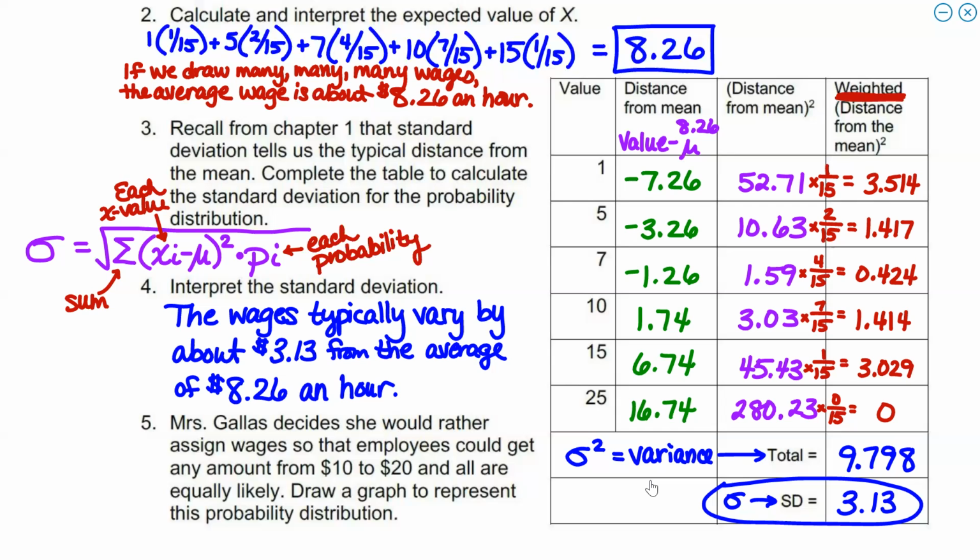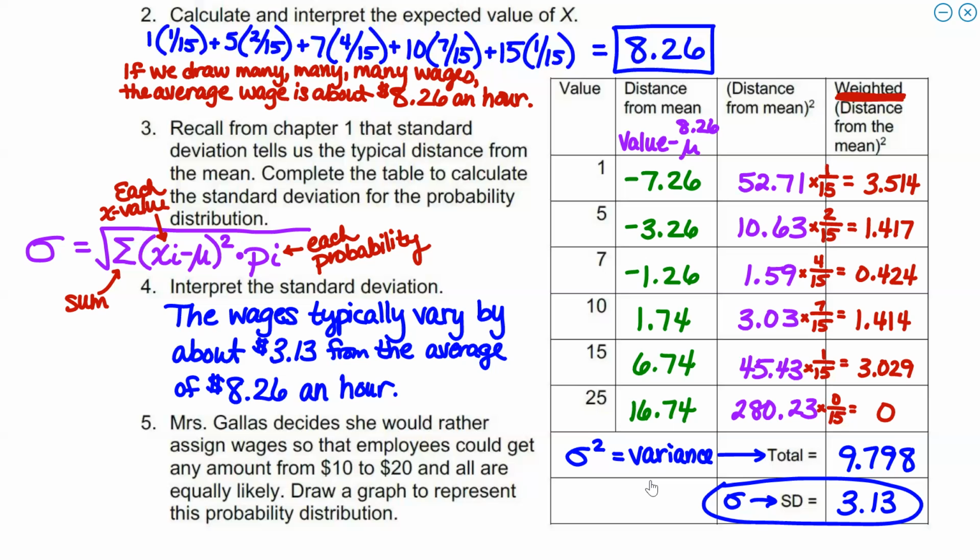What about if your boss decided, instead of drawing cards for the wages, she wants to set it so that employees could get any amount from $10 to $20, and all of them are equally likely? What would this look like? If I asked you to draw a picture, what would I need to make sure to have along my x-axis? What are the values for X? What are the values for the wages that I would need to make sure are on my x-axis?